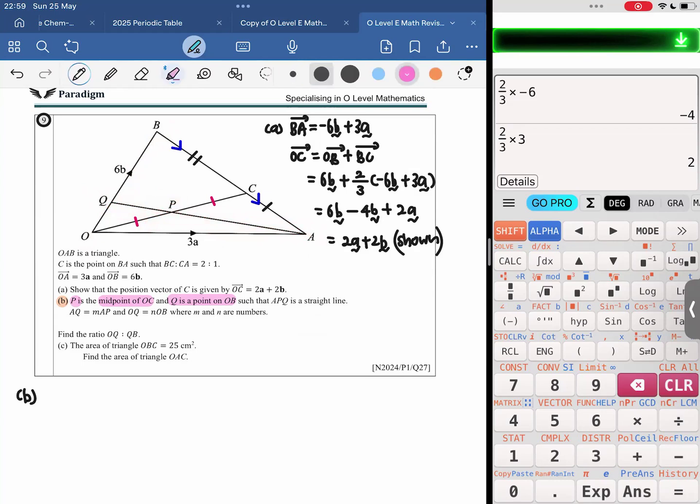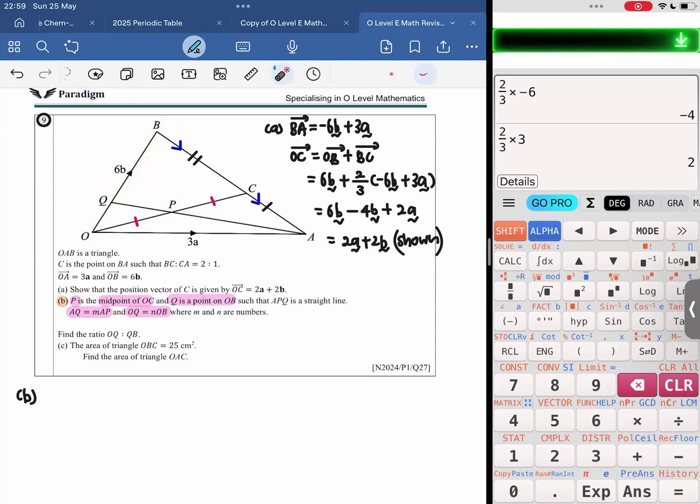What you are given, they told you already: AQ is M of AP. So that means there's a scalar. AQ is a scalar of AP, and OQ is a scalar of OB. This should be understandable because they're on a straight line. But you don't know what M and N are, correct or not?